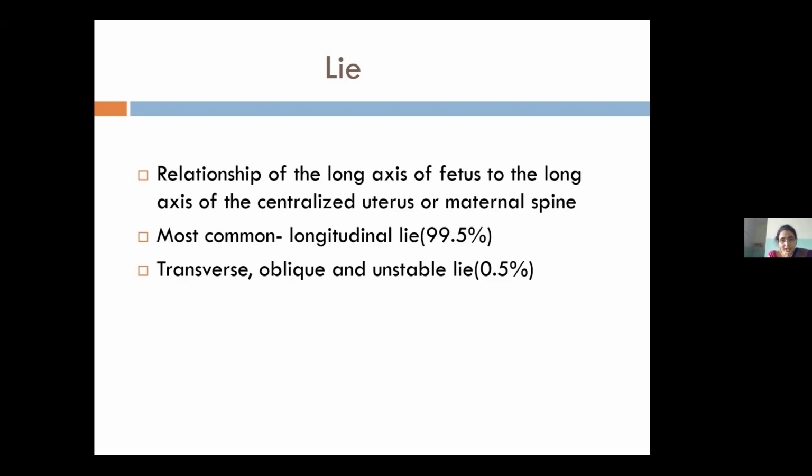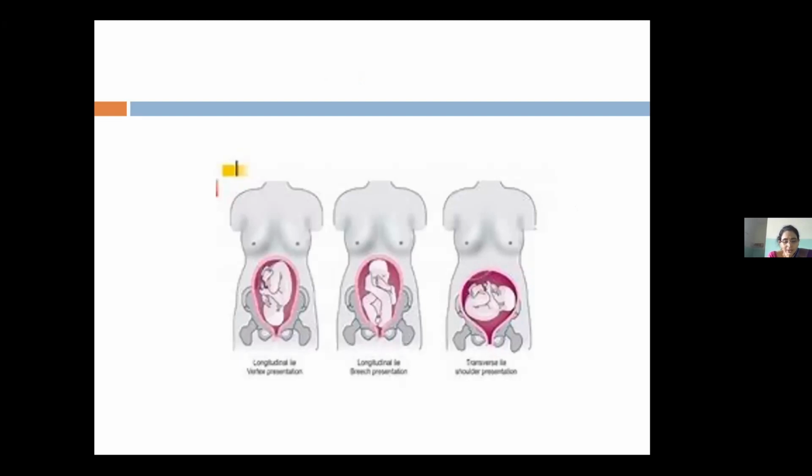The longitudinal lie can be either a cephalic or a breech presentation. Here you have seen these diagrams. The first one is the cephalic presentation and the podalic presentation. Here you are able to see the longitudinal lie, cephalic, and this is the podalic, and this is the transverse lie.